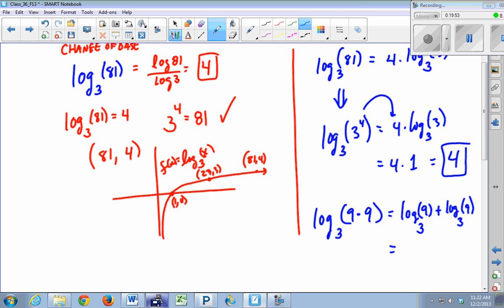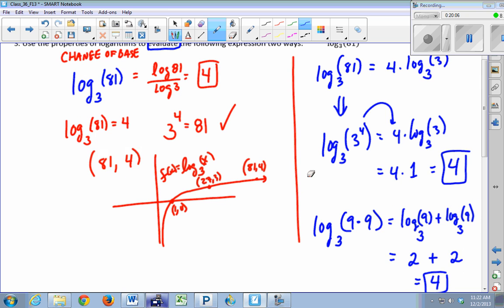The log base 3 of 9, 3 squared is 9, so my answer to that is 2. That's the exponent I raised 3 to. Log base 3 of 9 is 2. And there's 4 all over again. So I've just done that one problem 3 different ways.